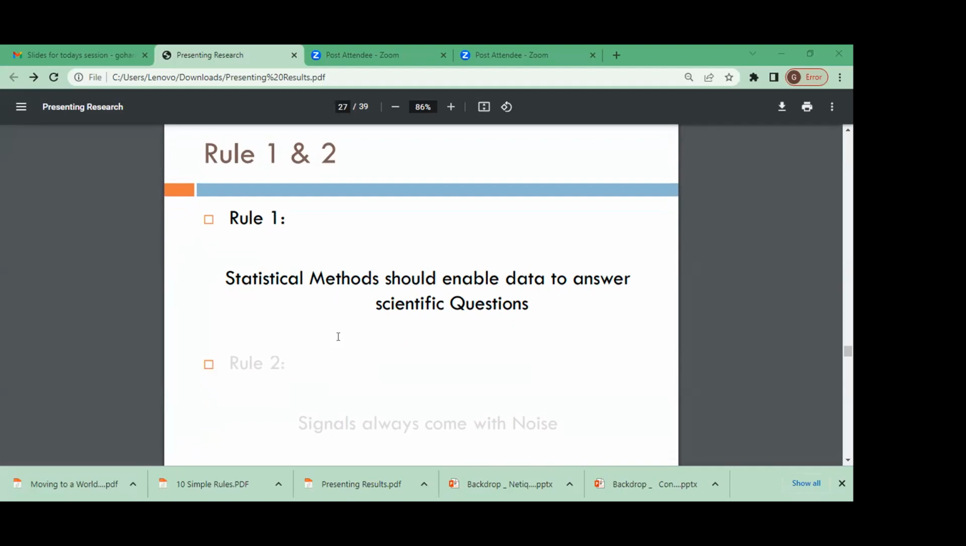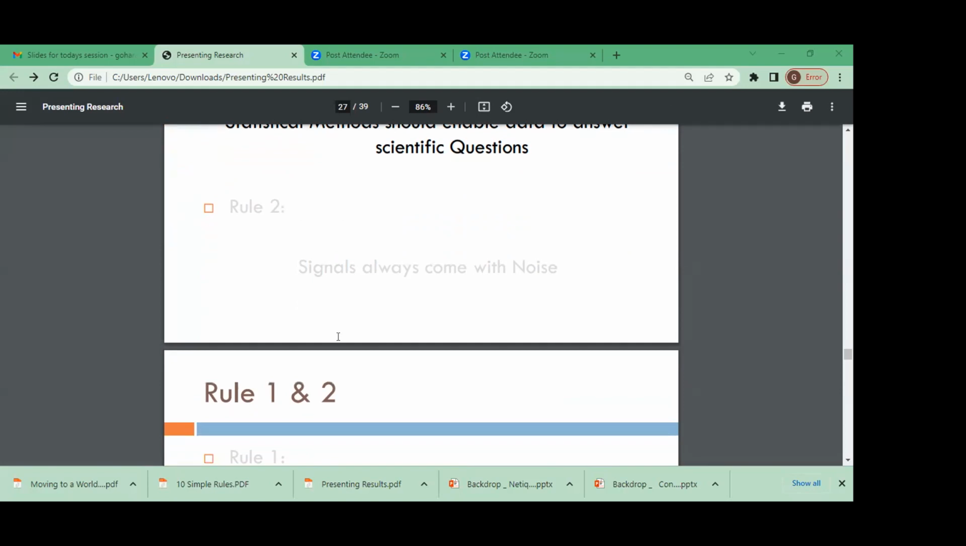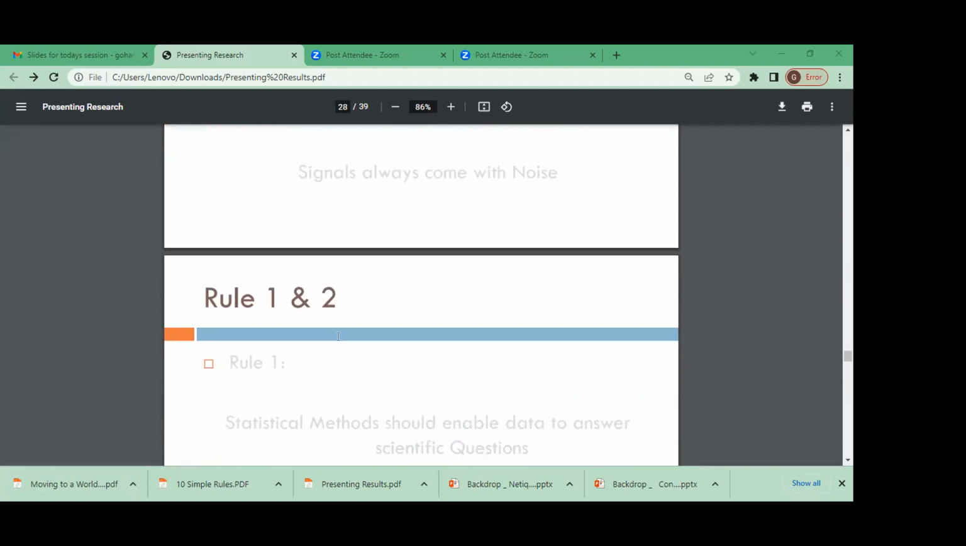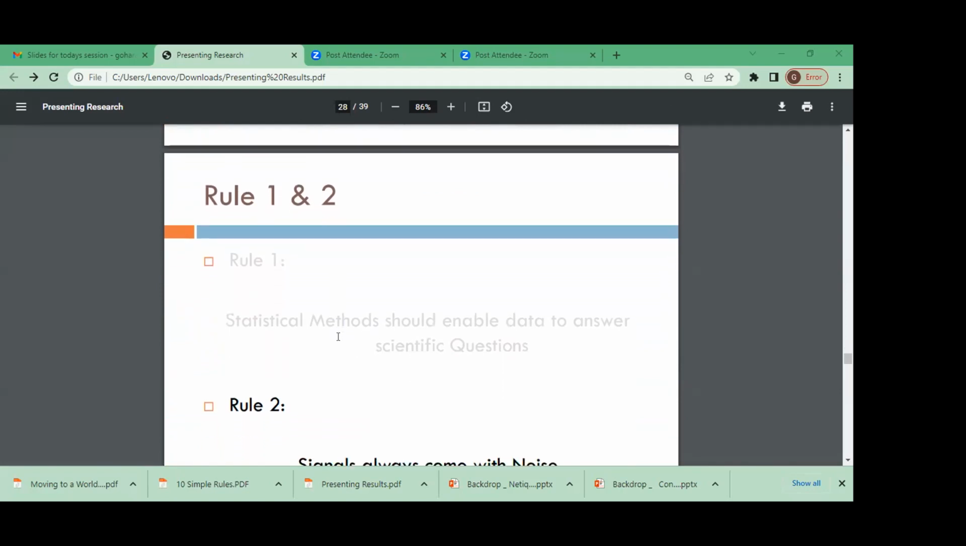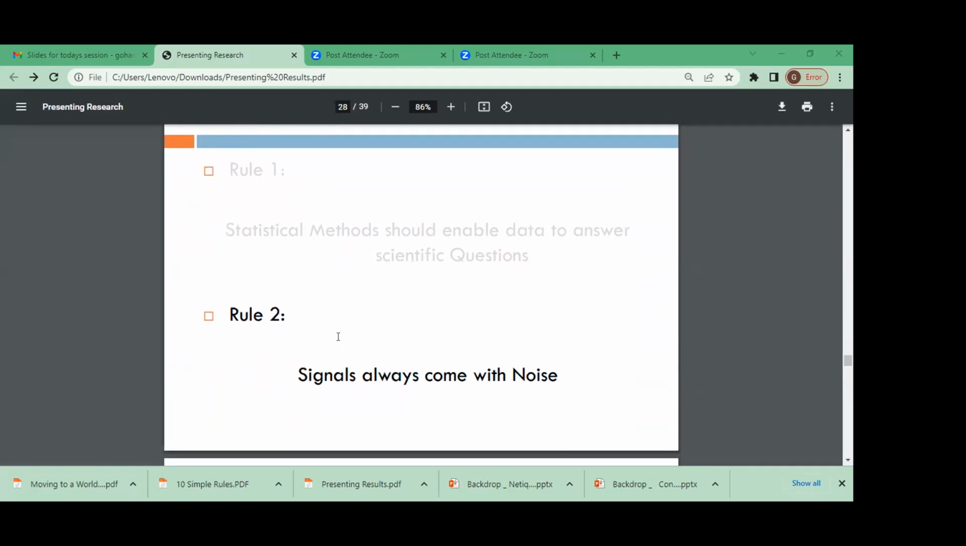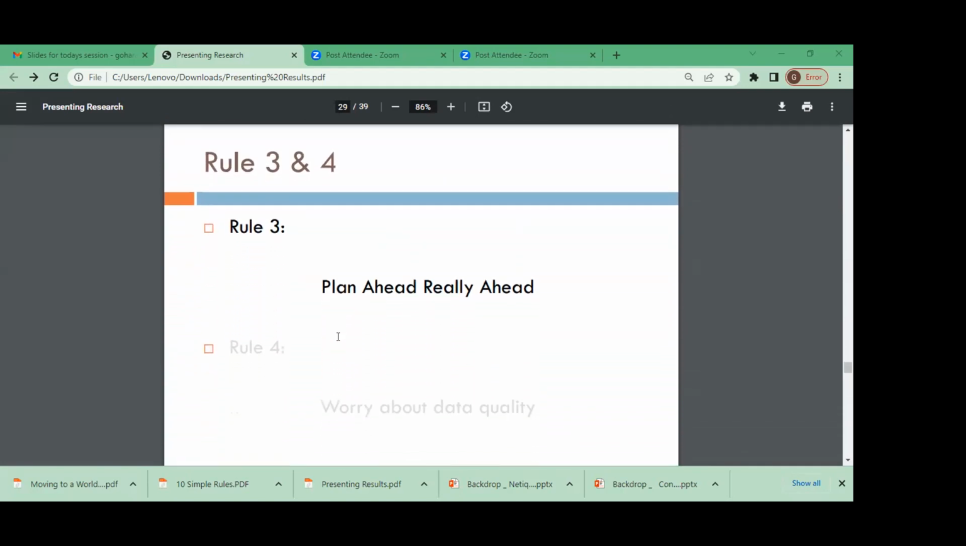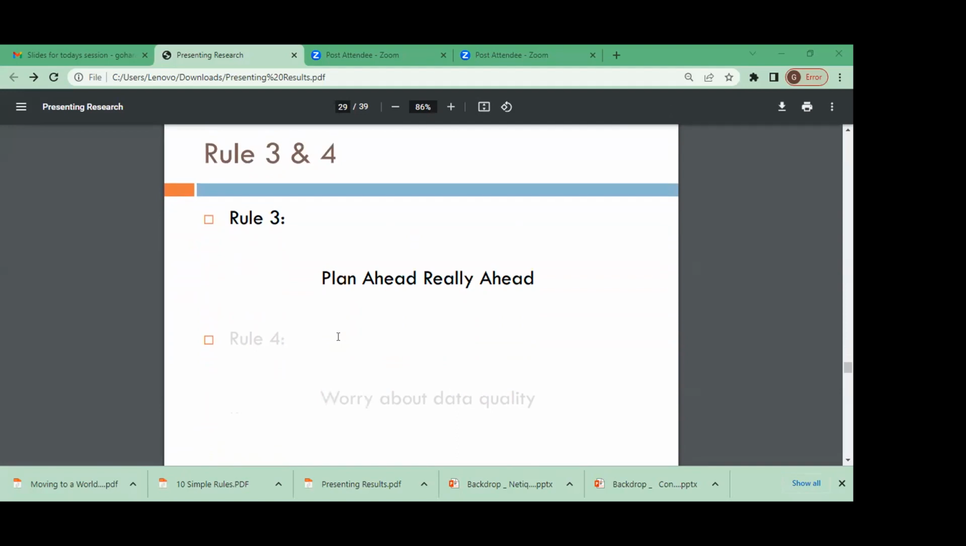The rule 2 is that signal always comes with noise. Keep one thing in mind, that signal always comes with noise. So that's very important that you know this, that there's always error along with it. So while you deal with it, make sure that you actually talk about the error and use the right statistical methodology to do this.